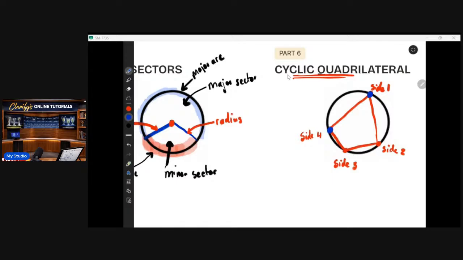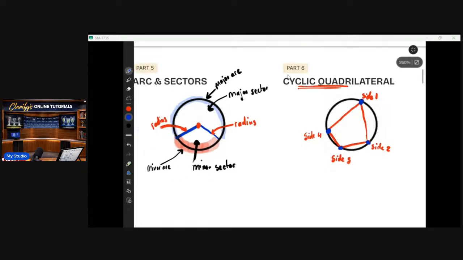All 4 corners, Form 4s or writing class, listen, all 4 corners are on the circumference. Then we say we have a cyclic quadrilateral. All 4 corners are sitting at the circumference. Then we have a cyclic quadrilateral.